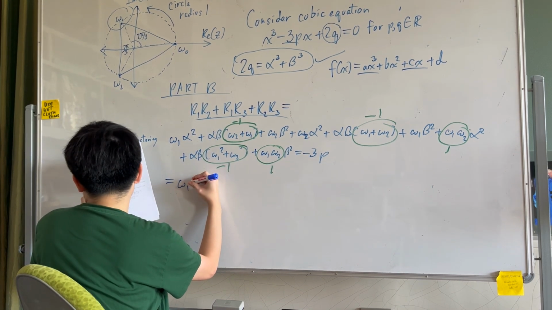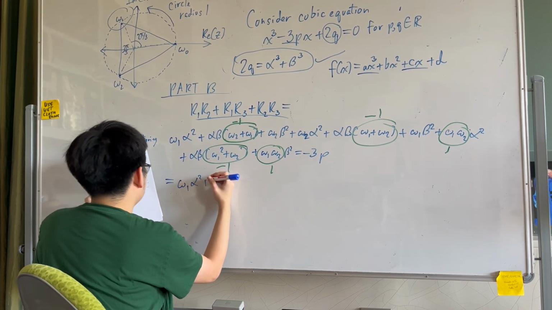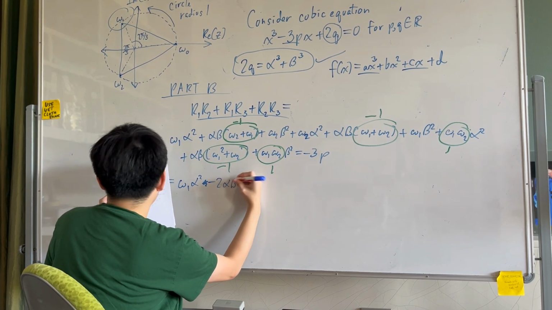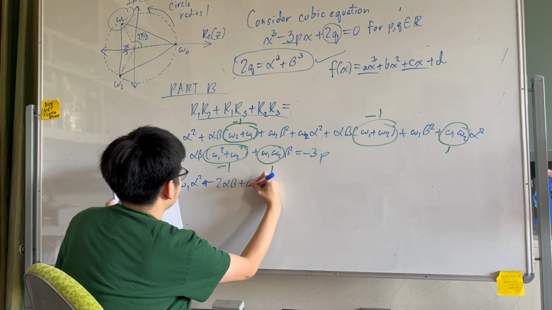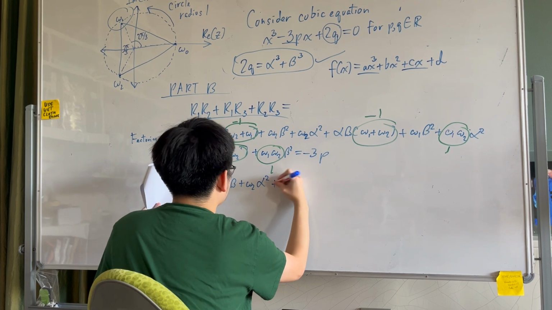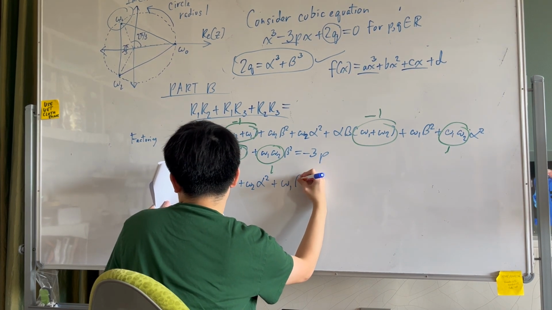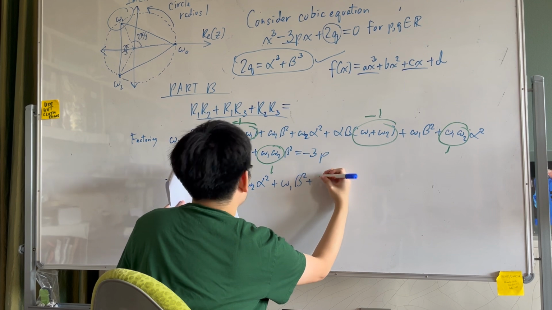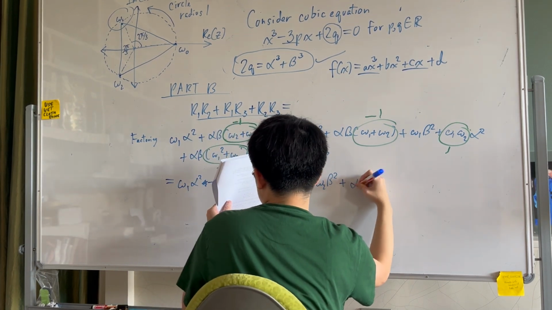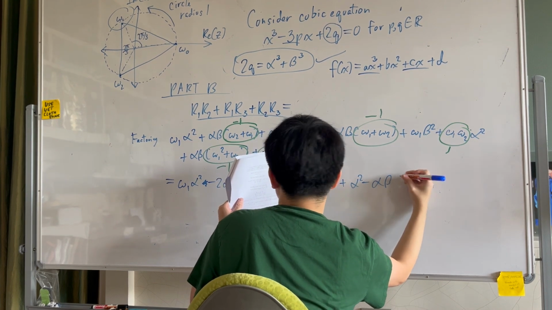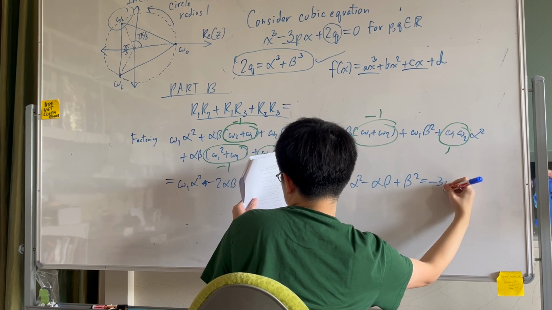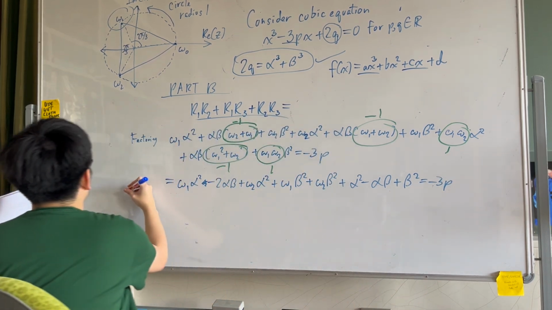So then we have omega 1 alpha squared minus 2 alpha beta plus omega 2 alpha squared plus omega 1 beta squared plus omega 2 beta squared plus alpha squared minus alpha beta plus beta squared equals minus 3p. More factoring, factoring again.